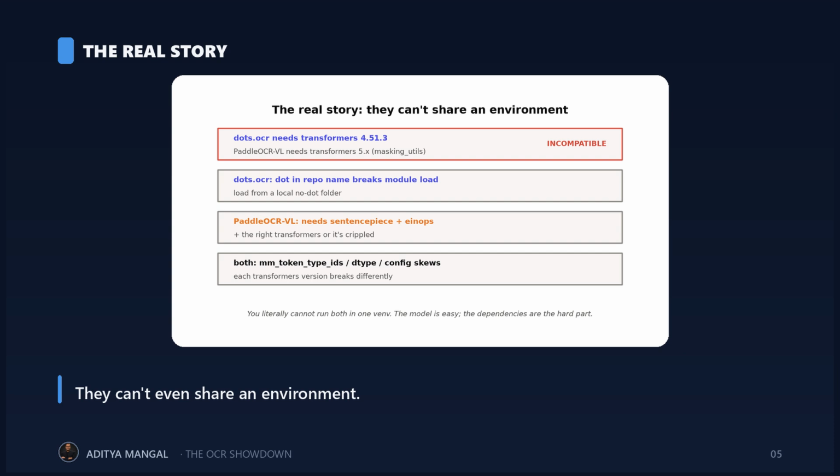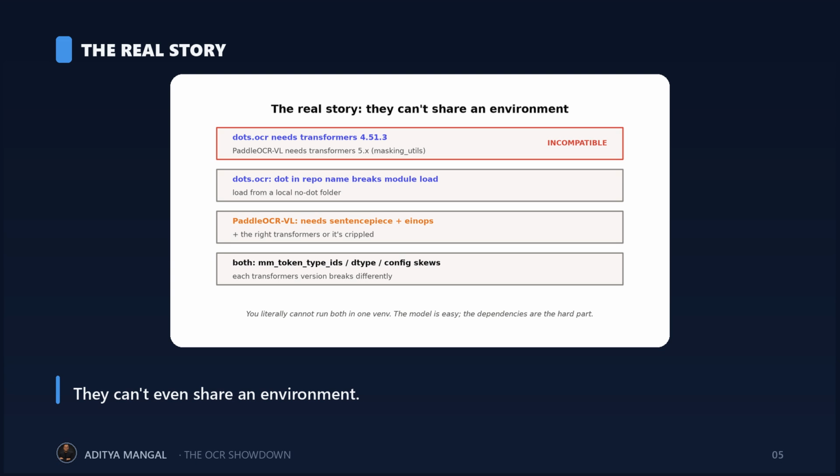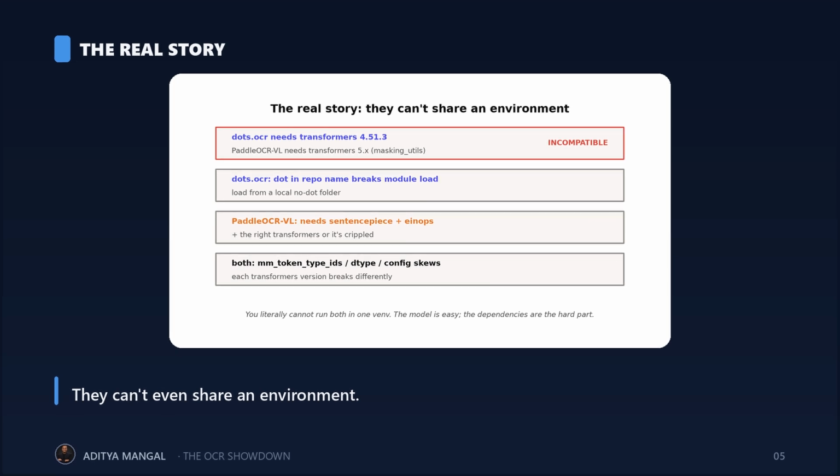Here's the wall I hit almost immediately. Dependency hell. Dots.ocr's custom code is pinned to transformers 4.51, while PaddleOCR-VL needs transformers 5.x for its masking utilities. Those two versions are mutually exclusive. Install one and the other breaks on import. There is no single environment where both run.